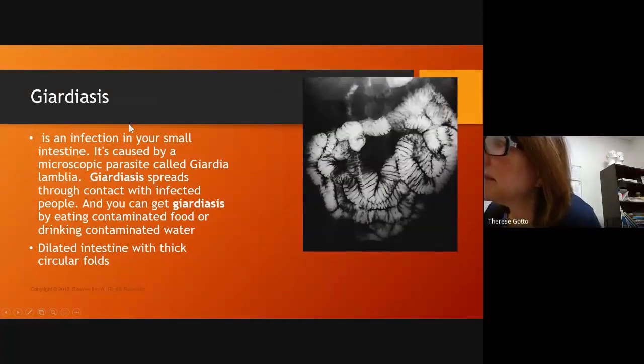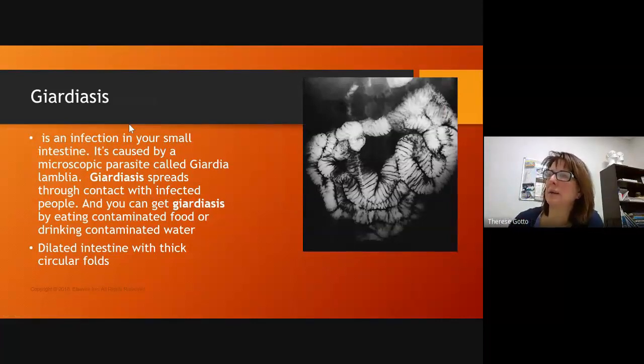Giardiasis. This is an infection of your small bowel by a microscopic parasite. How they know that this parasite is infected, besides running other lab tests, is this dilated intestine with thick circular folds. So this is small bowel and all of these thick circular folds. This is a paralytic infection.